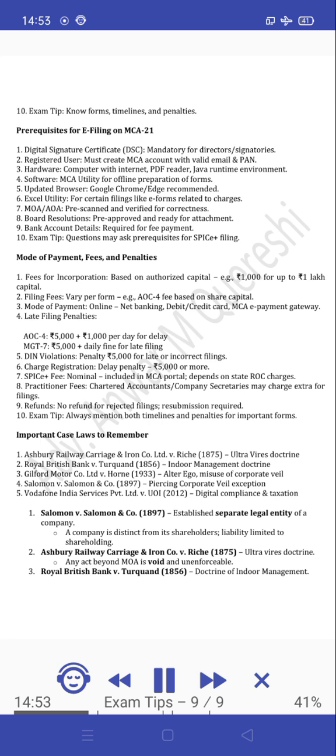7. MOA, AOA: pre-scanned and verified for correctness. 8. Board resolutions: pre-approved and ready for attachment. 9. Bank account details: required for fee payment. 10. Exam tip: questions may ask prerequisites for SPICE Plus filing.